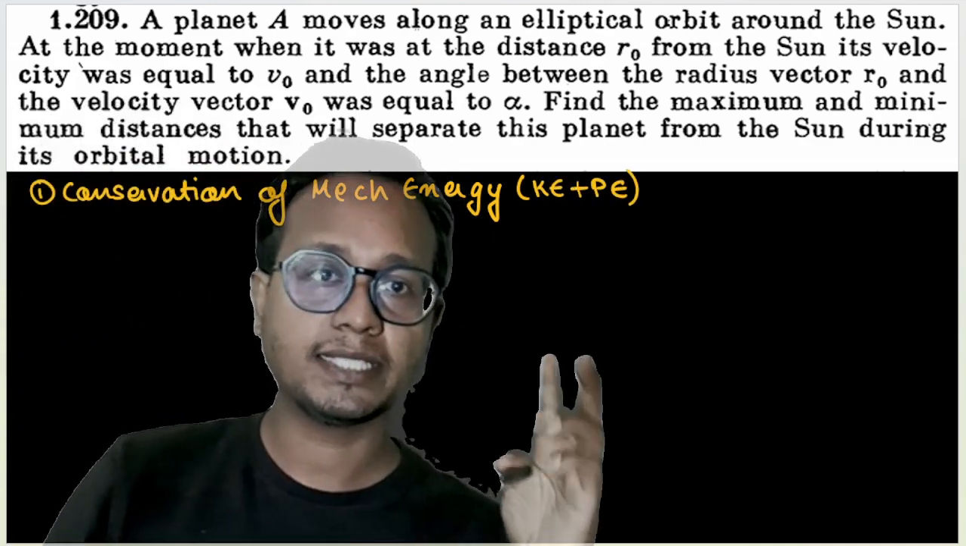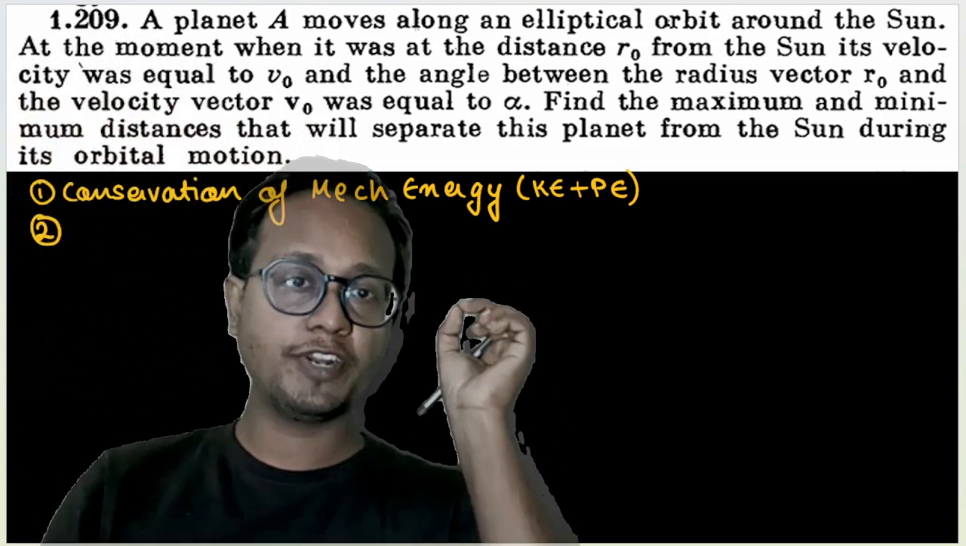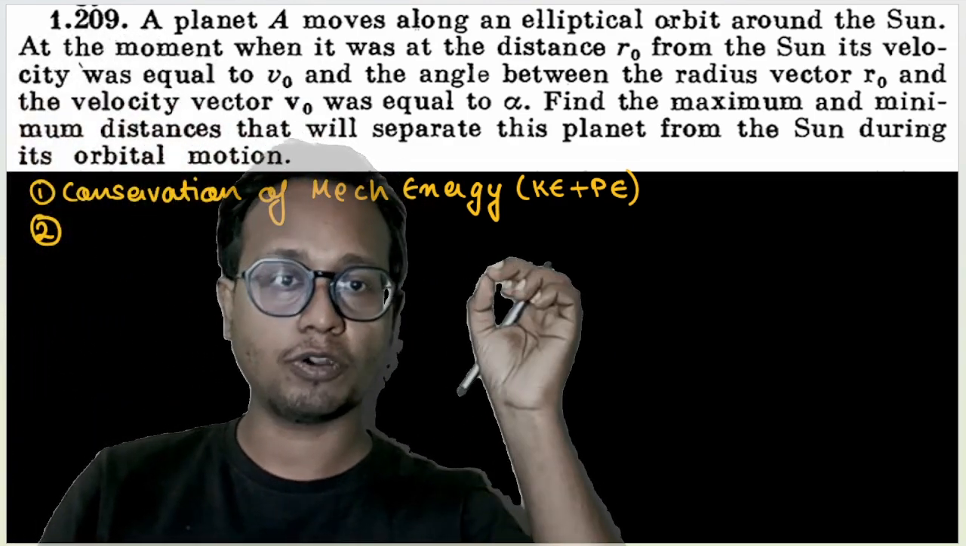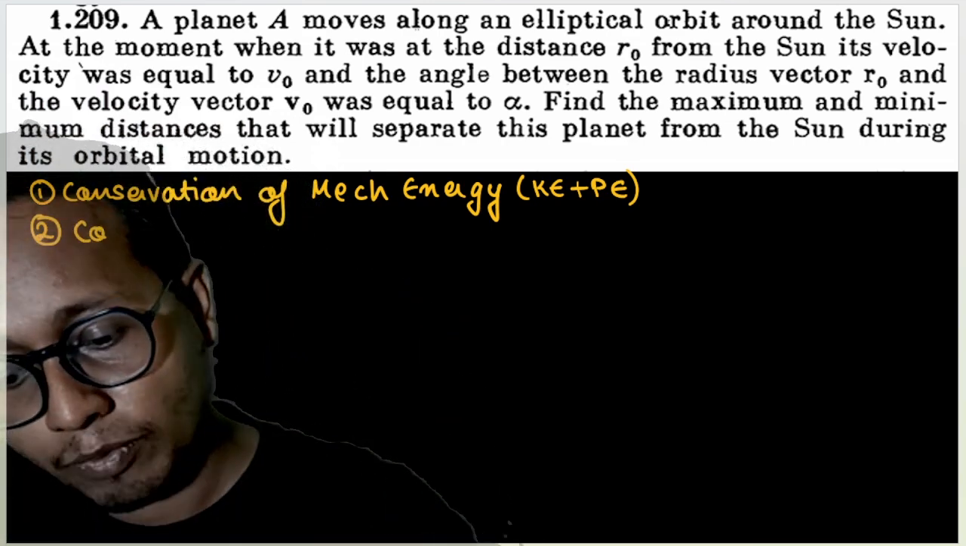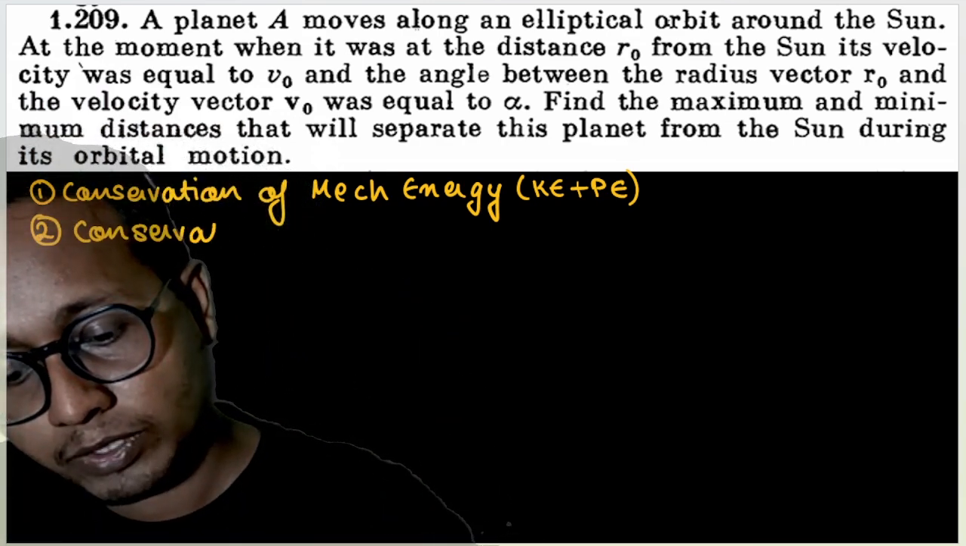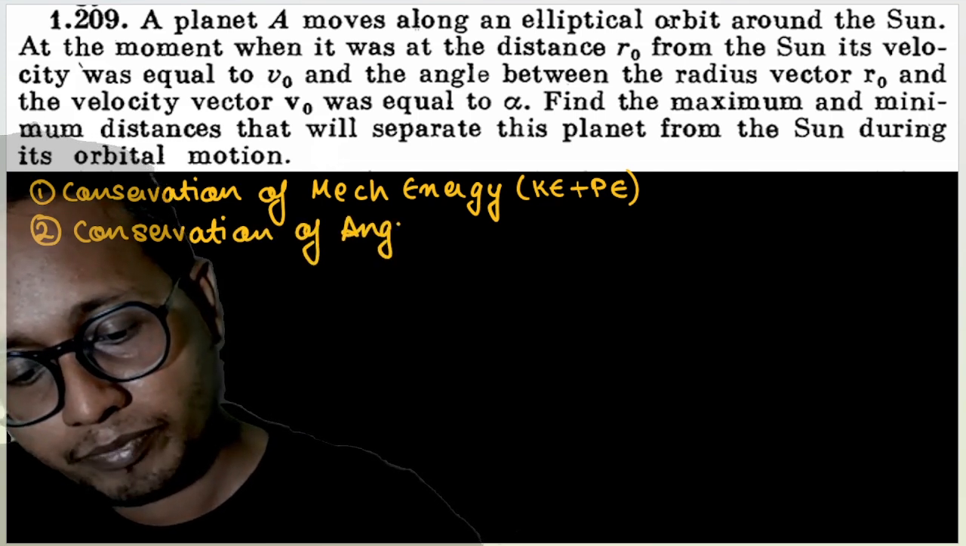And the second thing that you need to remember is conservation of angular momentum. Because at every point in the elliptical orbit, the total torque acting on the planet is equal to 0. So, conservation of angular momentum.